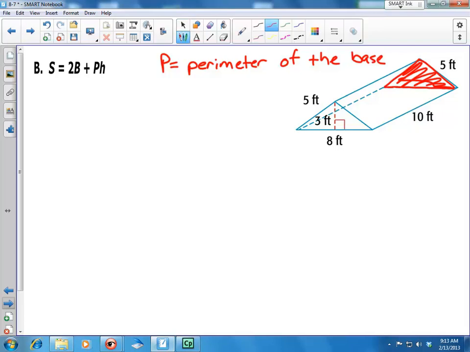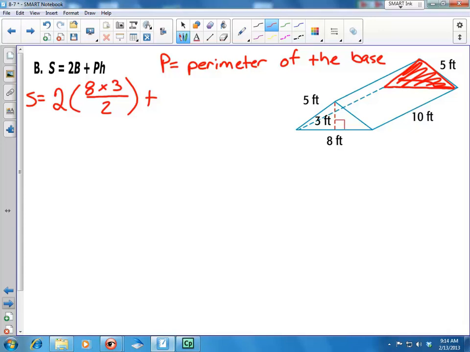Okay, so the first thing we need to do is plug our numbers in for the area of the base. So I'm going to have 2. How do I find the area of a triangle? Base times height divided by 2, so my base is 8, my height is 3, and divided by 2. Yeah, you could just not divide it by 2. That's right. We could just do 8 times 3. Yes, Mr. Hutton, you're correct. So we've already finished the 2 big B portion.